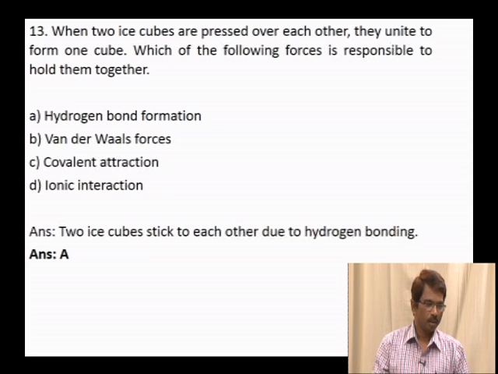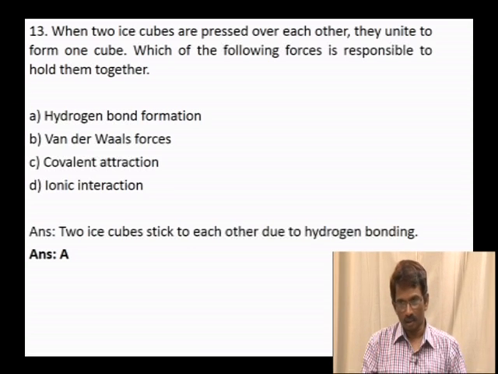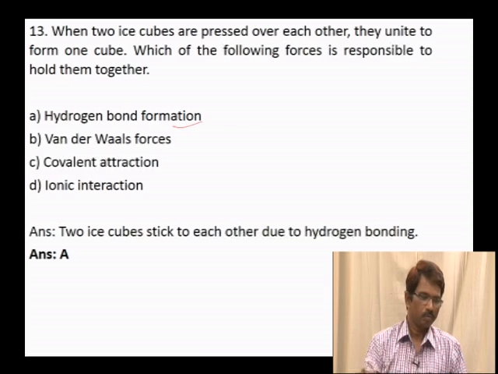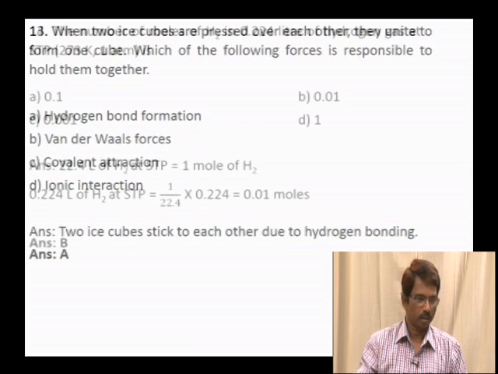B. To question number 13, when 2 ice cubes are pressed over each other, they unite to form 1 cube, and which of the following force is responsible to hold them together? And as I said, ice has got extensive hydrogen bonding. Because of the tendency to form more of hydrogen bonds, the ice cubes unite together, and hence the correct option for question number 13 would be option A, which says hydrogen bond formation.